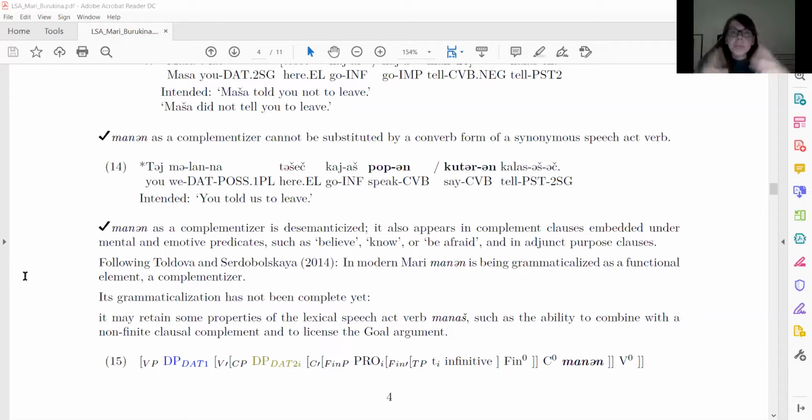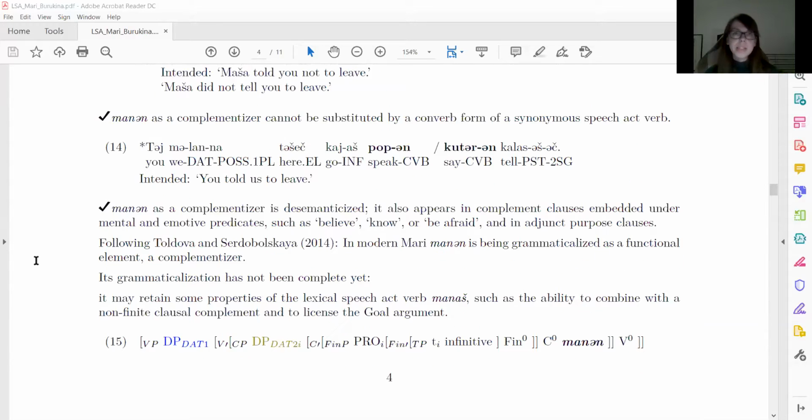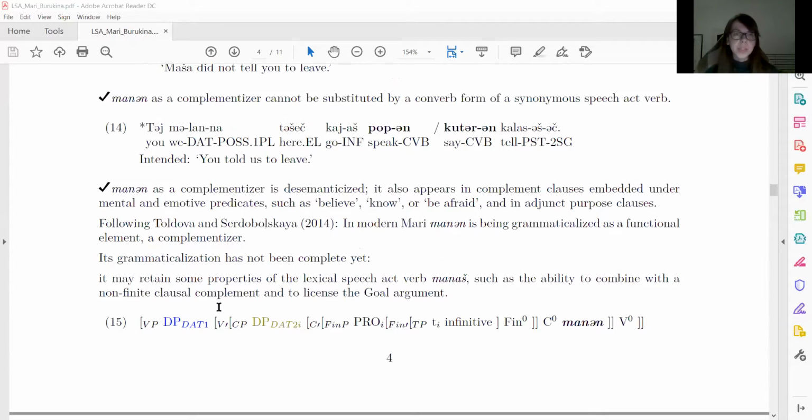And in between, we still have this semi-grammaticalized element that on the one hand already functions as a C-head, as a functional element, but on the other hand, it still retains some of its lexical properties, namely the ability to assign this goal role to an argument, which is merged directly in spec CP. And you can see again the structure here in 15.